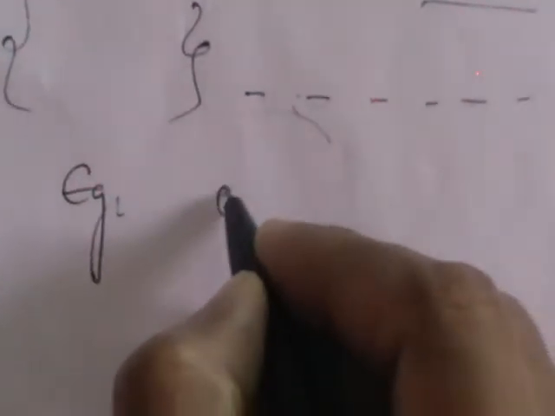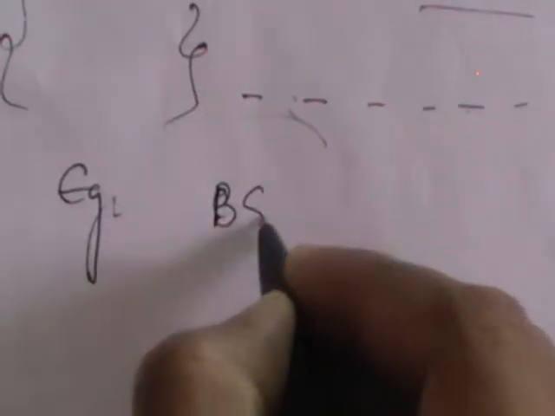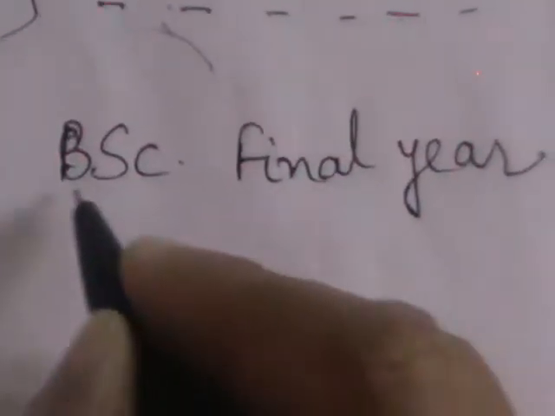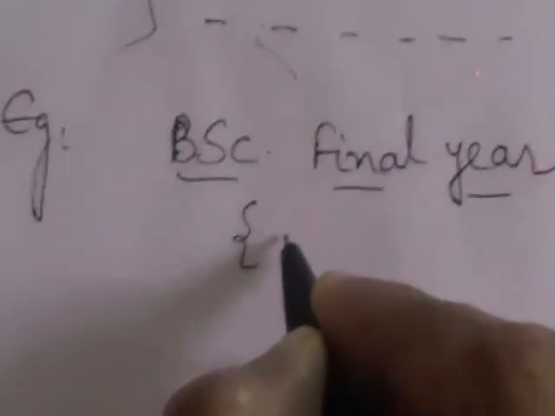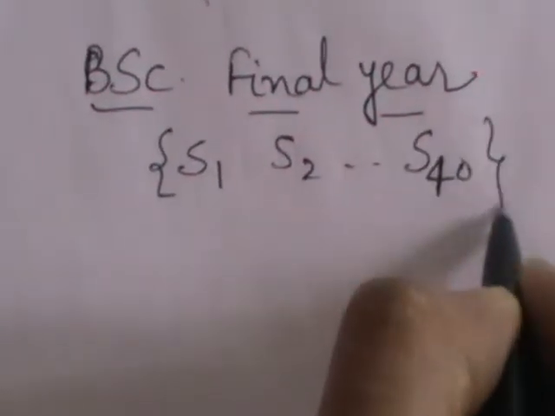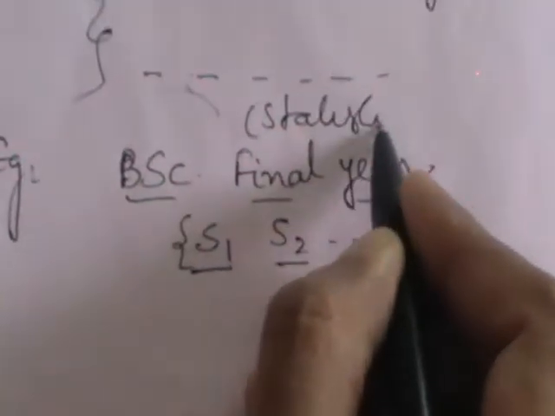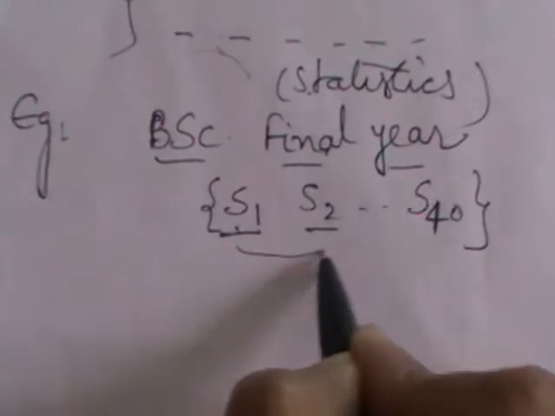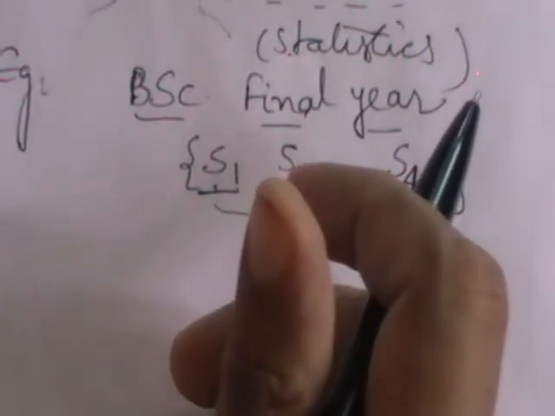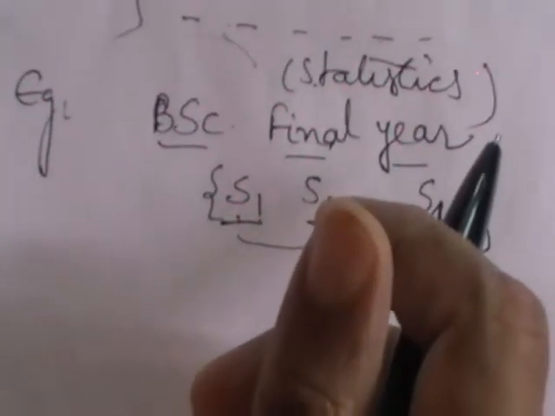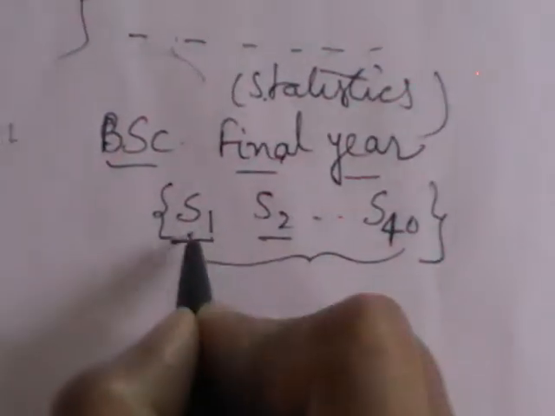If you consider your class, BSc final year, all the students, let us say 60 or 40 students, form a homogeneous population, because your statistics students all have the same combination. All the 40 units have similar characteristics with respect to the subjects. All have the maths combination, all have statistics, all have computer science.